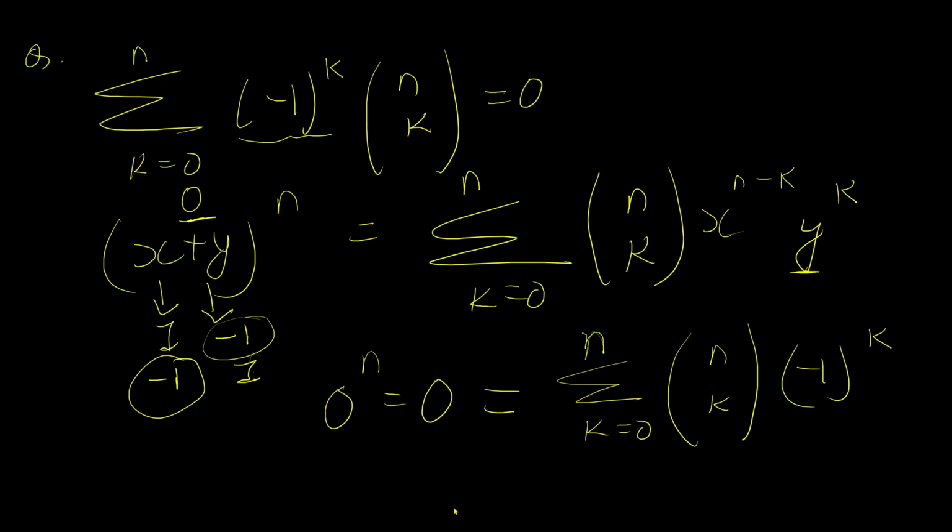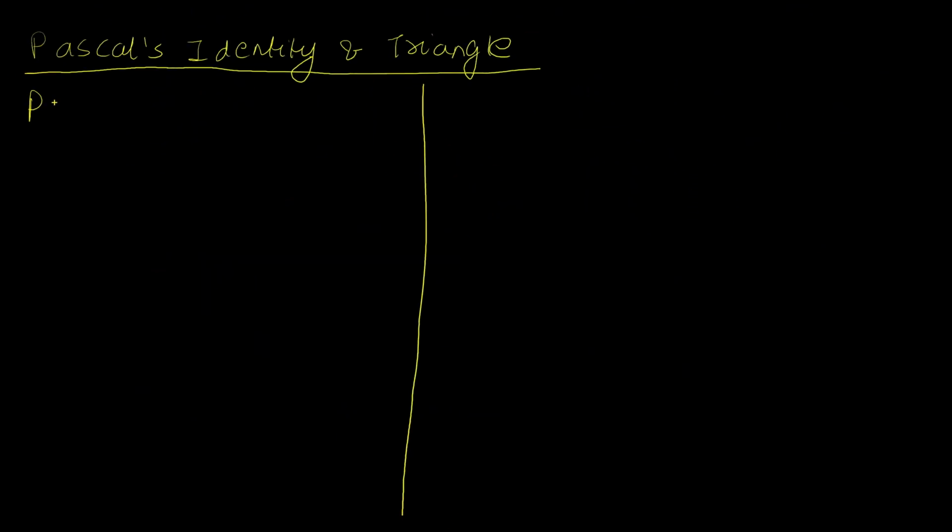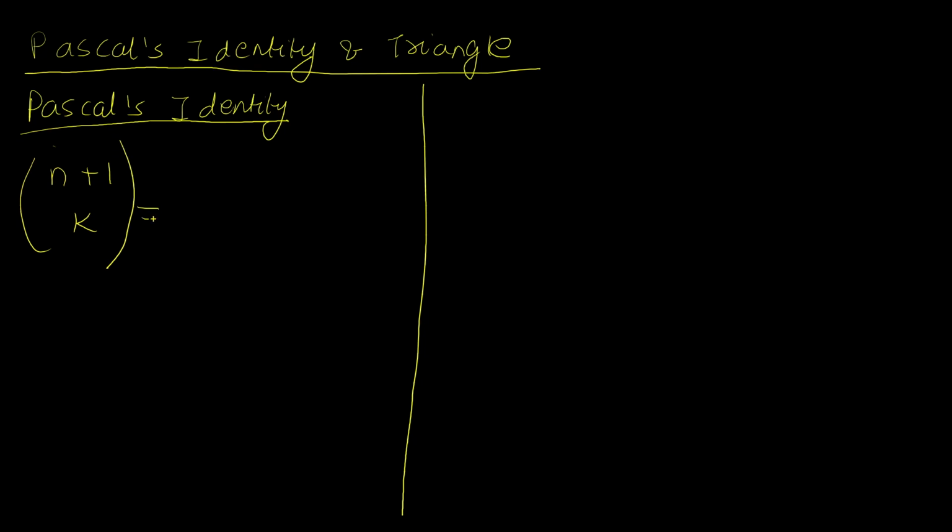Alright, we'll move on to the last topic of the day, and that is Pascal's identity and triangle. So let us first look into Pascal's identity. And this identity states that the combination of n plus 1 things taken k at a time is equal to the sum of combinations. First by taking k minus 1 out of n objects, and second by taking k out of n objects. And this pattern is easier to observe in numbers.